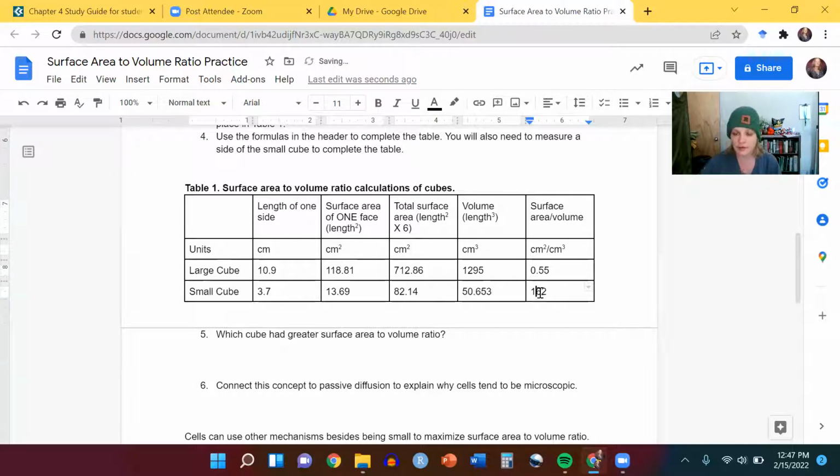Okay, so now I can compare these two, and I see that the amount of surface area compared to the volume that this small cube takes up is much bigger. Even though the large cube has a much bigger surface area, the surface area to volume ratio of the little guy is much bigger. And that's why we see cells that are small.